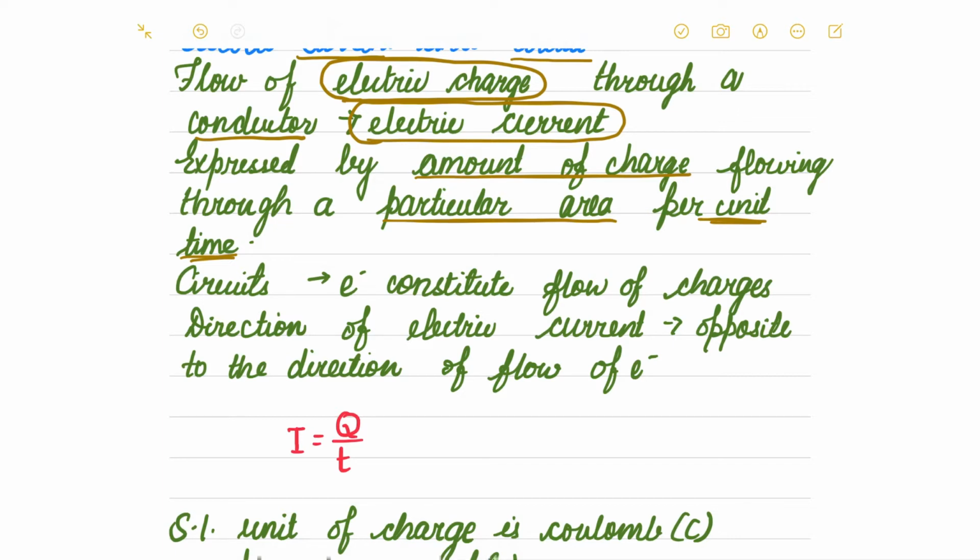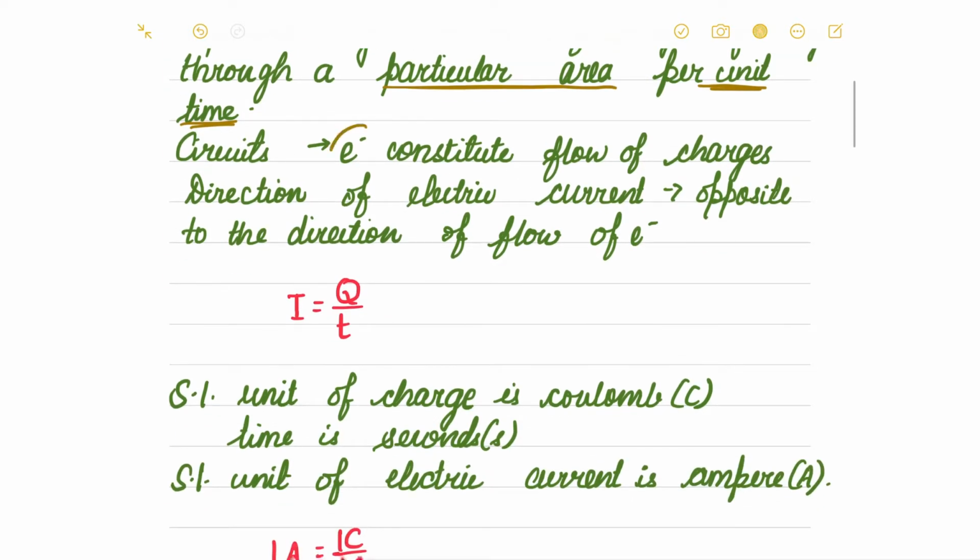electric current. In circuits, electrons, that is the negatively charged particles, constitute the flow of charges. The direction of electric current is taken opposite to the direction of flow of electrons.